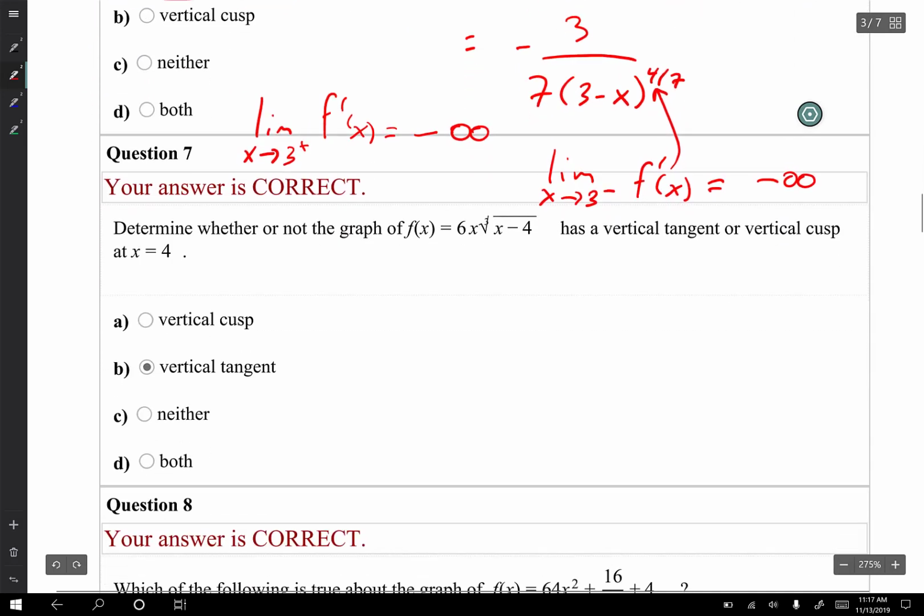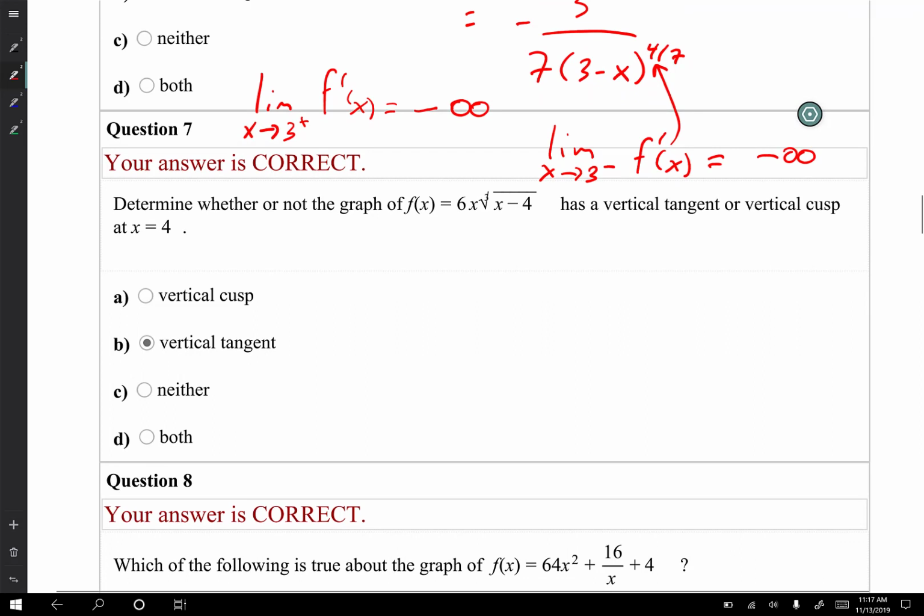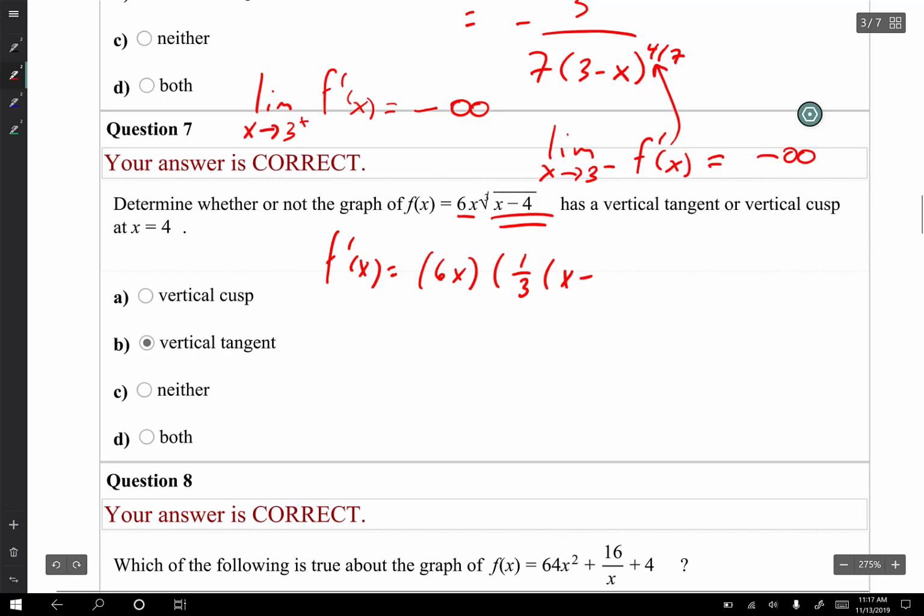Determine whether or not the graph has a vertical tangent or vertical cusp. All right, I'm going to take a derivative again. So it looks like I have to do product rule here, guys. So first times the derivative of the second. So it looks like 1/3 x minus 4 to the, let's see, that was 1/3, so it's going to be negative 2/3, times 1 plus the second, cube root of x minus 4, times the derivative of the first. So put the 6 here in the front.